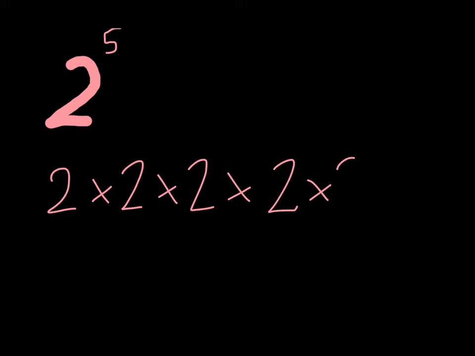In this problem, what I am saying is use the number 2 five times in a multiplication problem. So it looks like this. 2 times 2 times 2 times 2 times 2. And that equals 32.